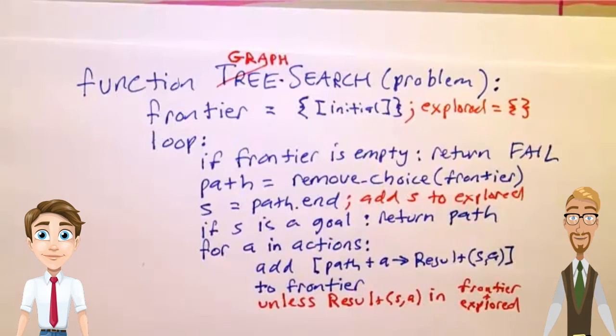The next line is for an action A in actions. The next line is add action A to the path and add the result state of taking A to the frontier, unless the result state of taking action A is in the frontier or in expanded.